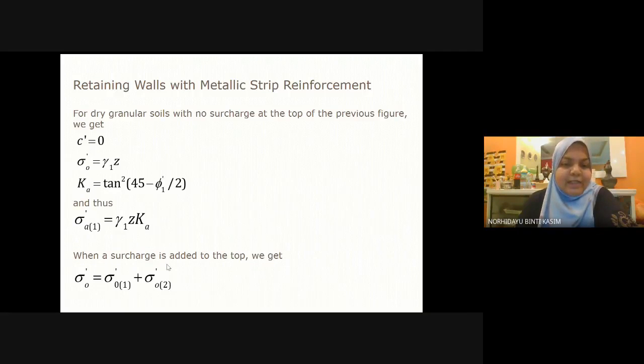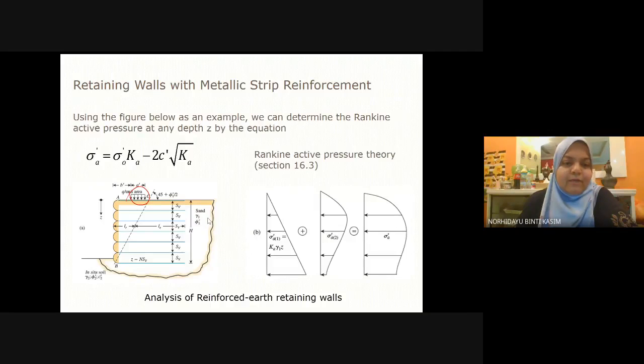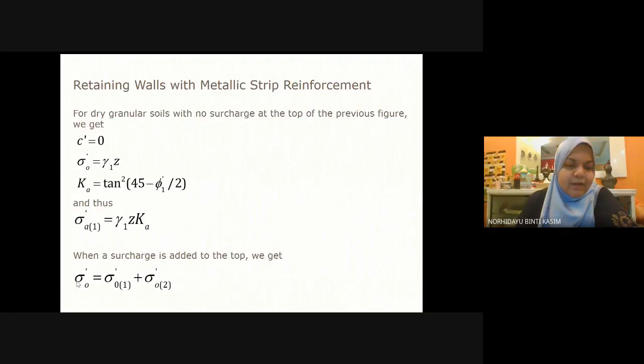And when surcharge is added on top of the slope, on your reinforced wall here, when you have added surcharge here, sigma not prime equals this equation.